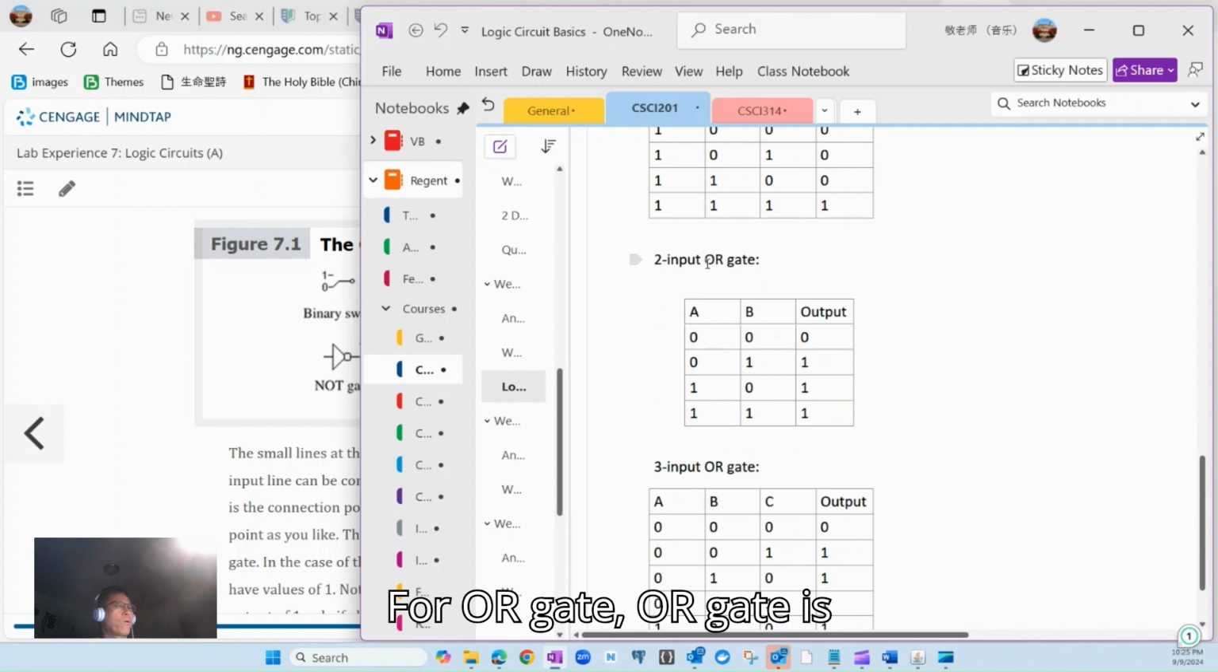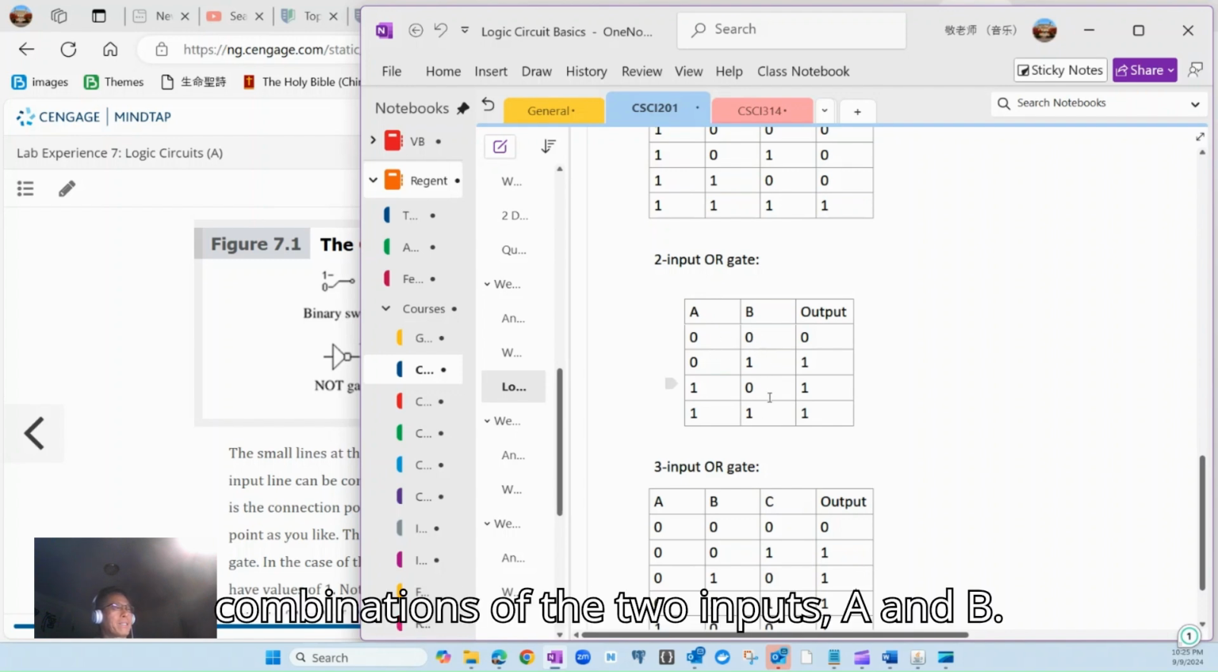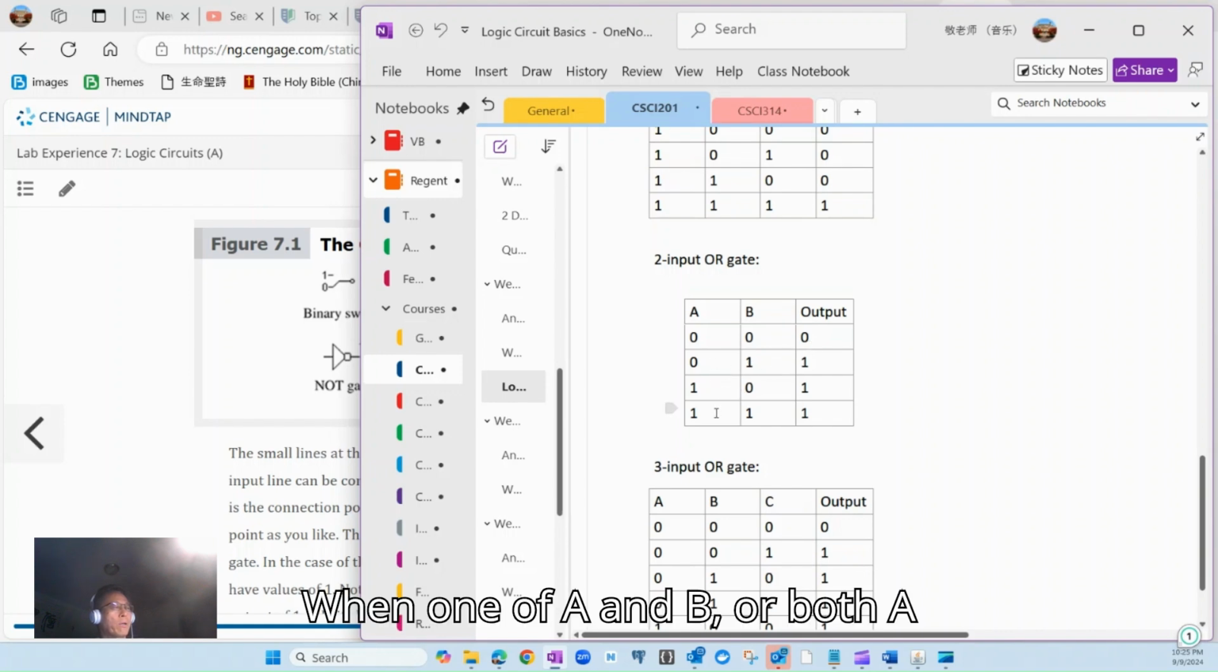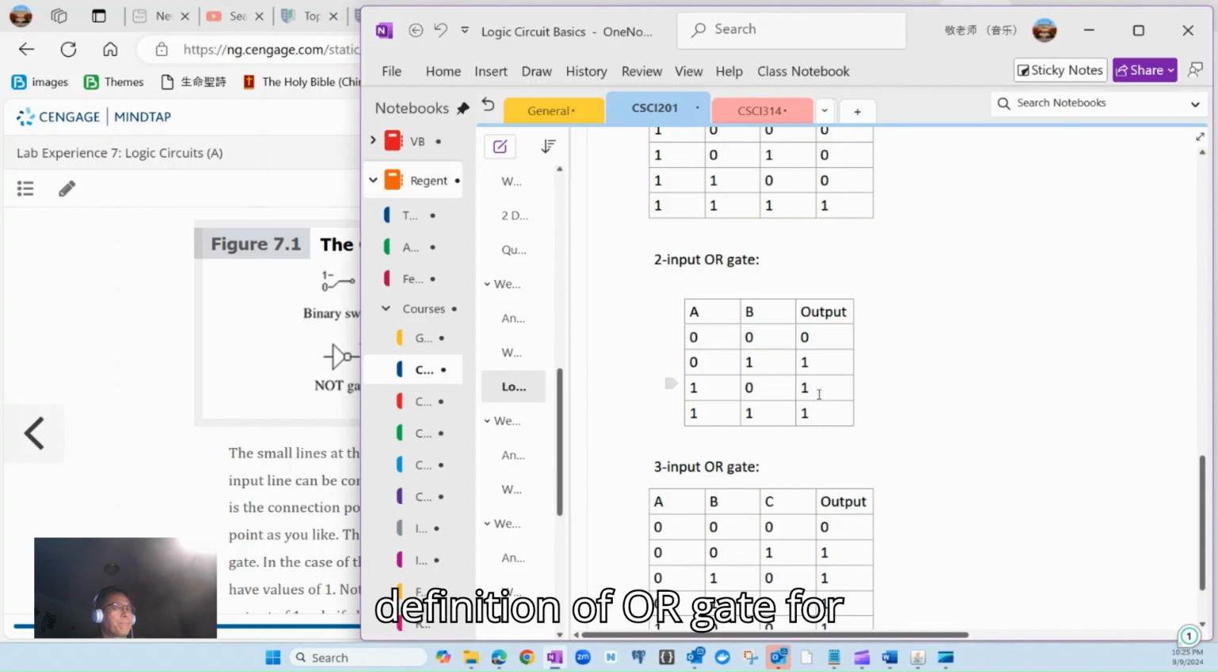For the OR gate, when any input is 1, the output will be 1. Only when all inputs are 0, the output will be 0. So we list 4 possible combinations of the two inputs, A and B. When A and B both are 0, the output is 0. When A or B or both A and B are 1, the output will be 1. So this is the definition of the OR gate.